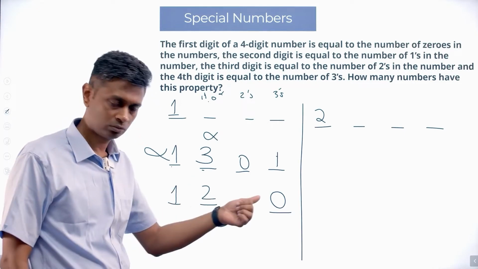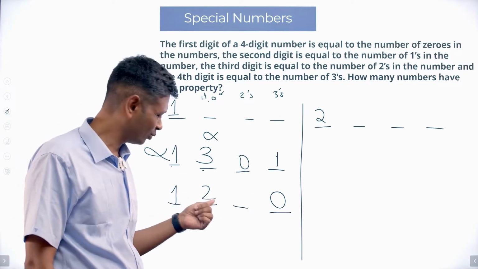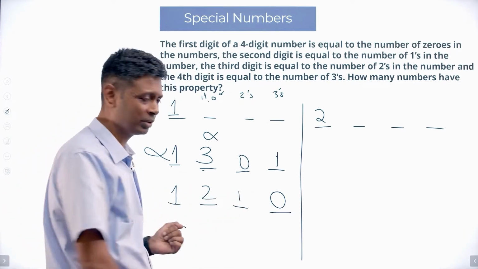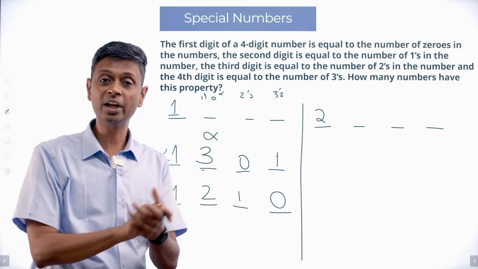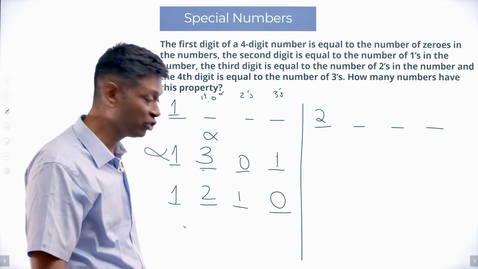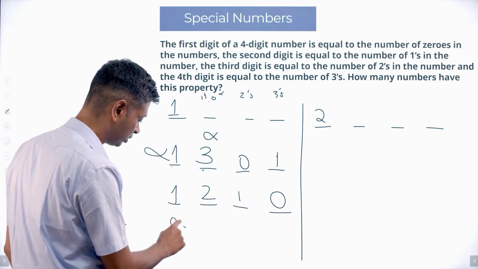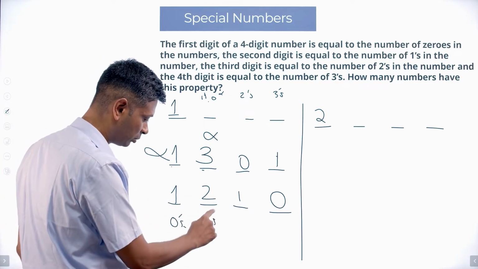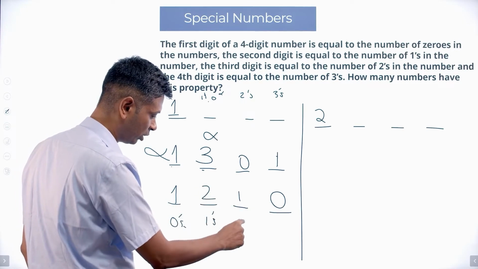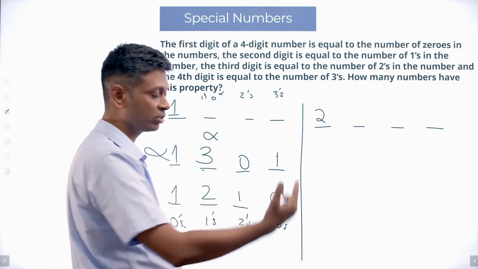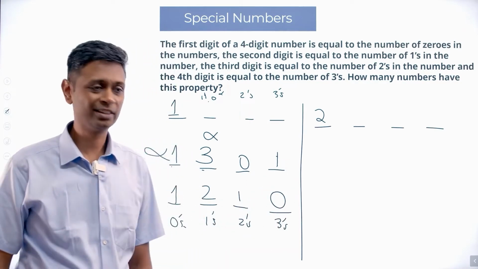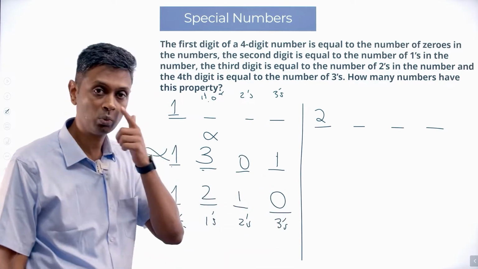1 0, 2 1s, 1 1 is already here, the other one here, 1 2, no 3s. This works, brilliant, we are through. 1 2 1 0 works. 1 0 in the number, 2 1s in the number, this and this, 1 2 in the number. Yeah, this is here. And no 3s in the number. Yeah, this works. Brilliant. Done. So 1 2 1 0 works.